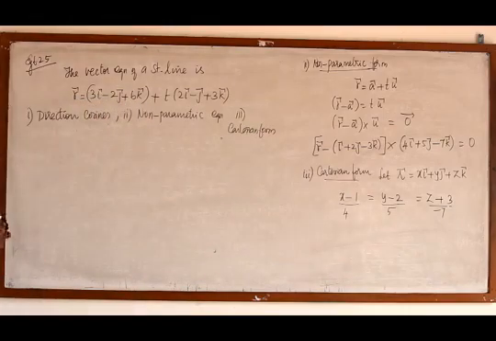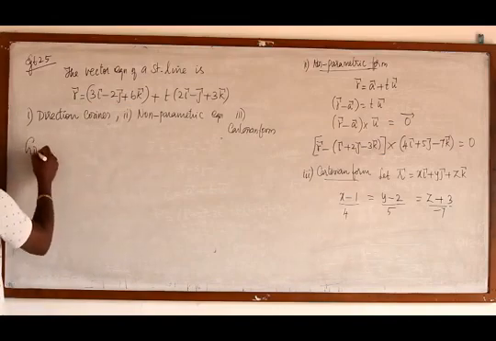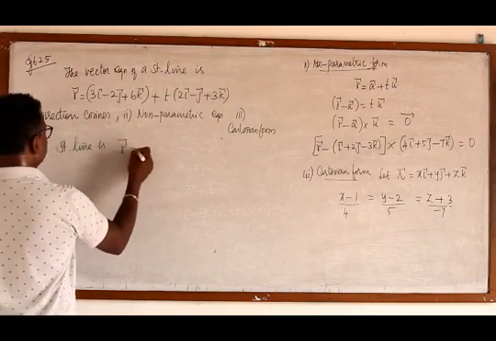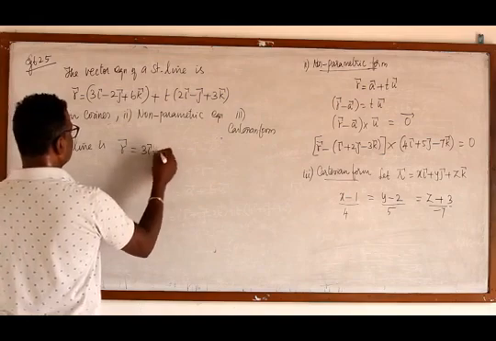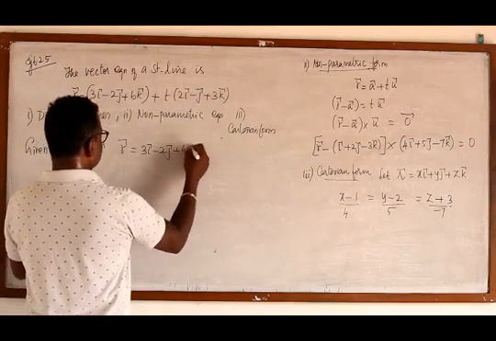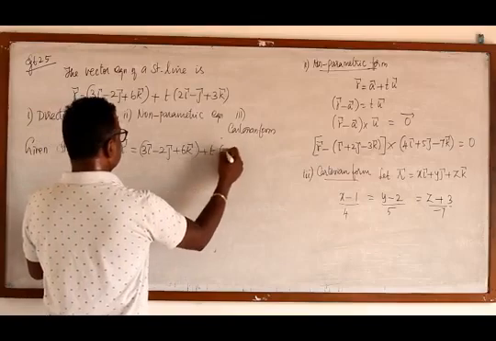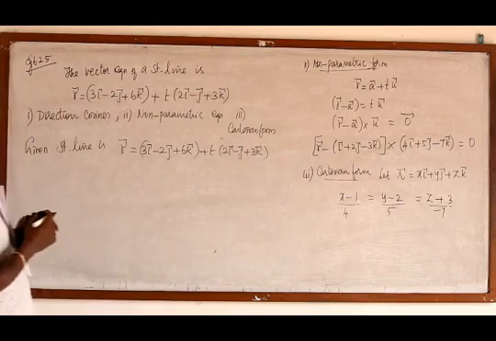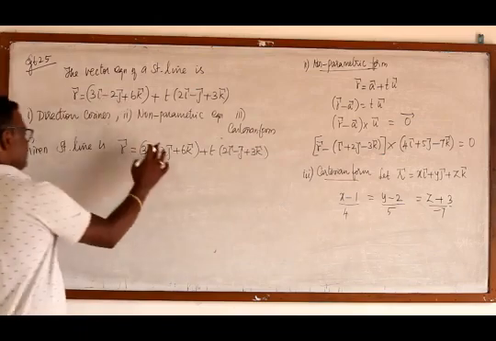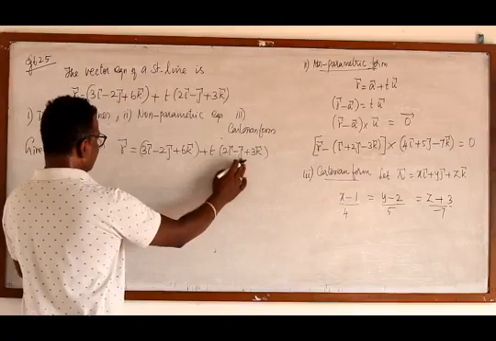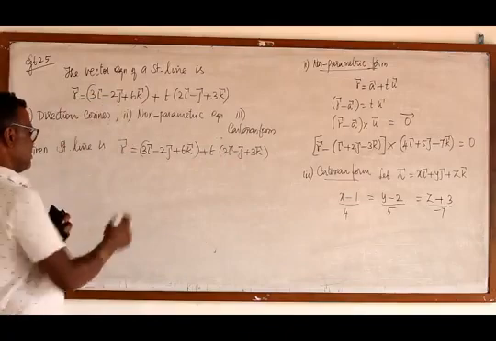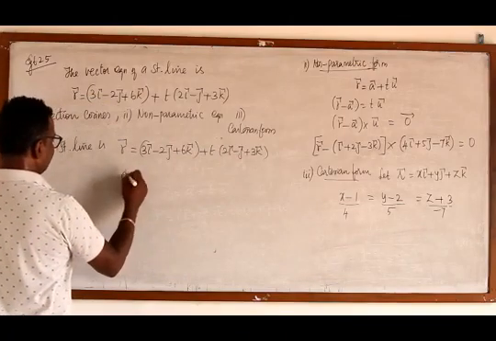Either I can find the non-parametric and Cartesian forms first, and afterwards go for the direction cosines. So first we shall take the line. The given straight line is r = 3i - 2j + 6k + t(2i - j + 3k). Can you identify what the vector is in this? This is the point, this is the vector, isn't it? Because the one which is multiplied with the scalar is the vector. So this free vector is the point.